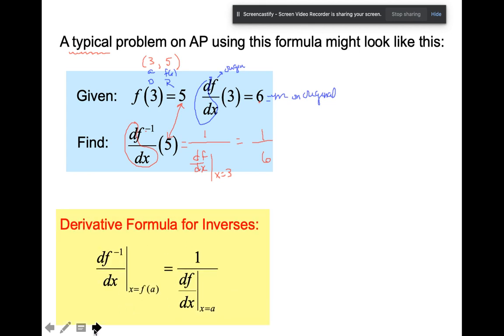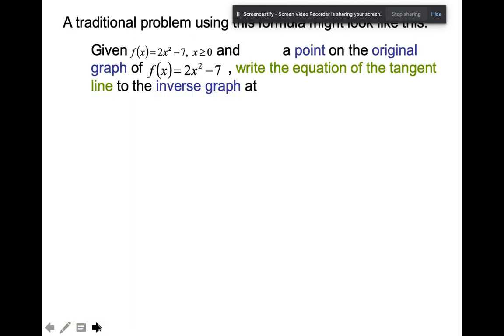So here's what a more traditional problem might look like. And a lot of your homework problems are like this. These just don't show up as often on the AP test in May. So notice I've given you an original parabola with a restricted domain. So that function looks like that. And I'm going to give you a point here on the original. I want to write the equation of the tangent line to the inverse graph at another point.